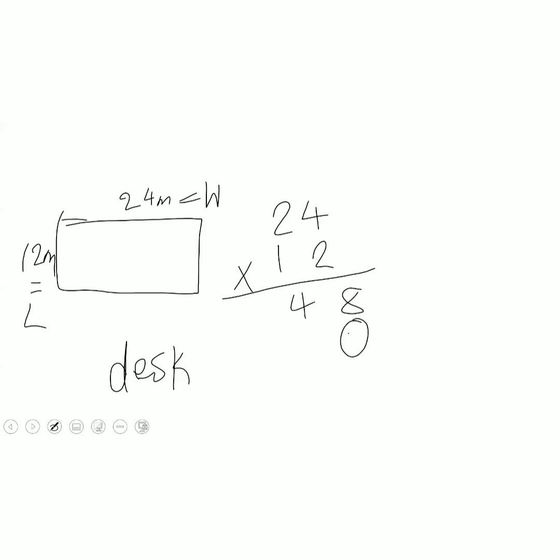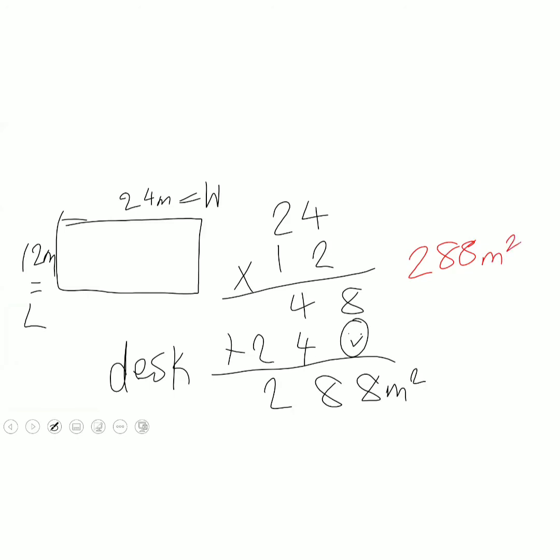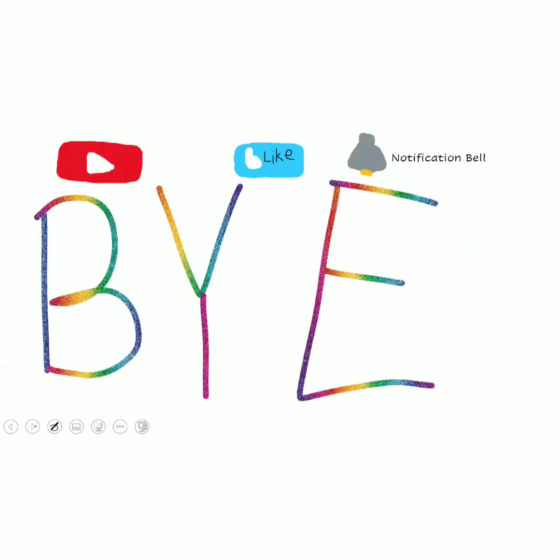Add your smiley face, that's the method I use. 1 times 4, 4. And 1 times 2, 2. Add that together. 8 plus 0, 8. 4 plus 4, 8. 2 plus 0, 2. And now, add your meter square and you get 288 meters squared. If you're on a test paper and you needed to write it out, write meters and then squared.